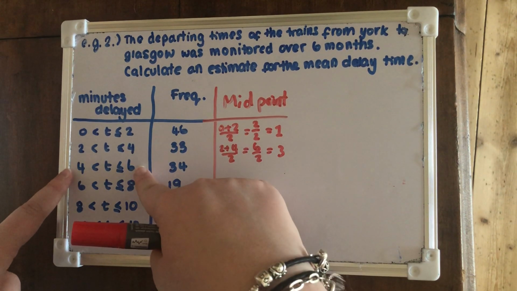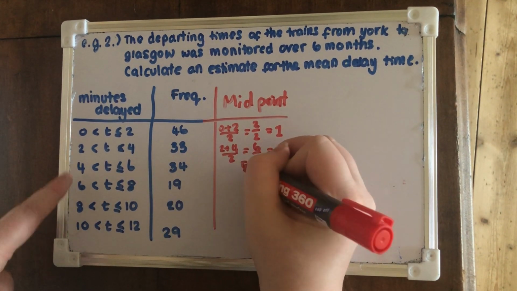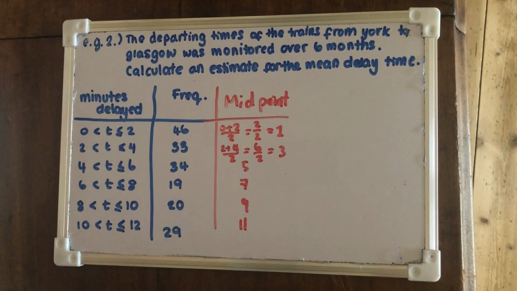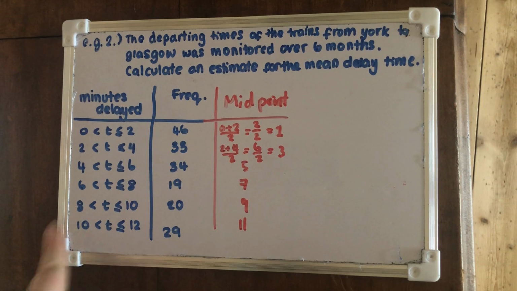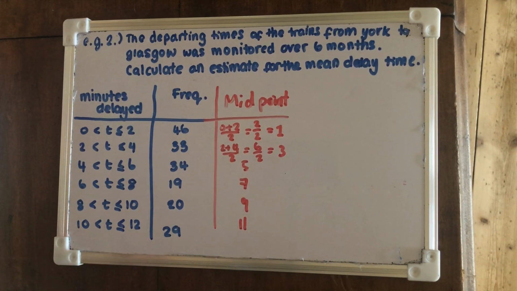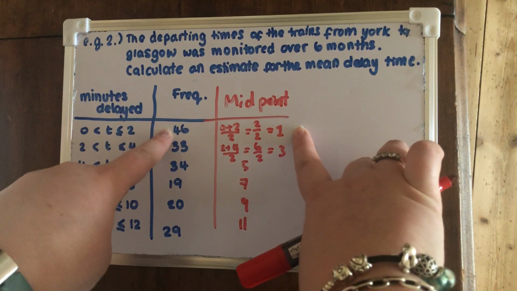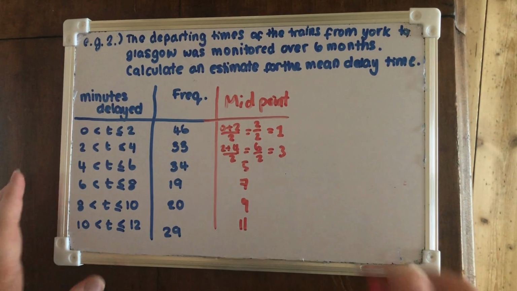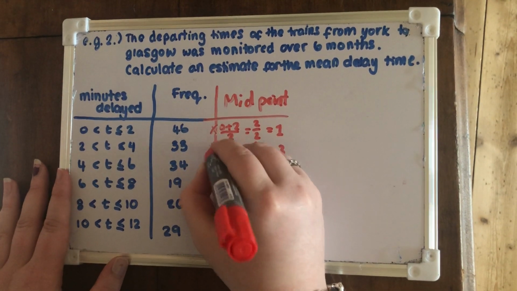Okay, I'm just going to write them down now. So it's 5, 7, 9, 11. Okay, they don't always go up nicely either, so just make sure that you read it. Sometimes they try and trick you at the end, so they might have done like 10 and 14, okay, and stuff like that. At this point, we're just going to do the same as before, okay? So we've now got that 46 trains were 1 minute late, 33 were 3 minutes late, and so on. So we're going to multiply these two columns together.